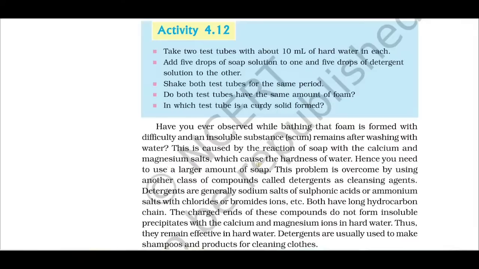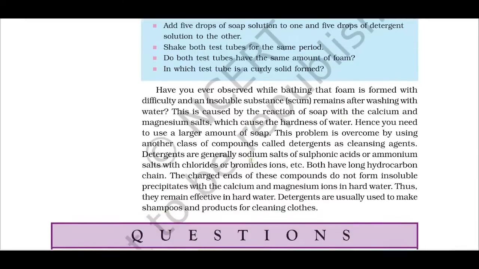So when soap is used in hard water, what happens? It forms salts of magnesium and calcium, right? So to avoid the formation of these insoluble substances, another class of carbon compounds is used. It is called detergents. Detergents are generally sodium salts of sulfonic acids or ammonium salts with chloride or bromide ions. These are very much effective in hard water.